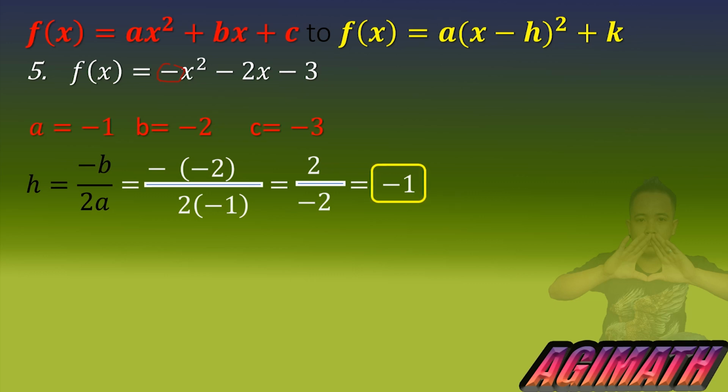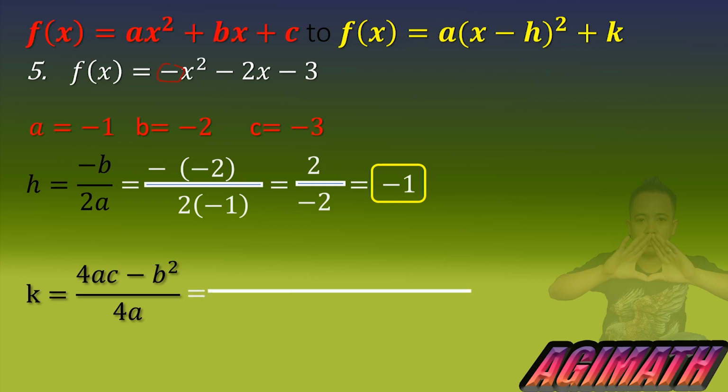Magic rectangle. Next, we are going to find the value of k: 4ac minus b squared all over 4a. So substitute and simplify. So 4 times negative 1 times negative 3 minus, again, enclose b in parentheses if it's negative, so that we will not have confusions later.